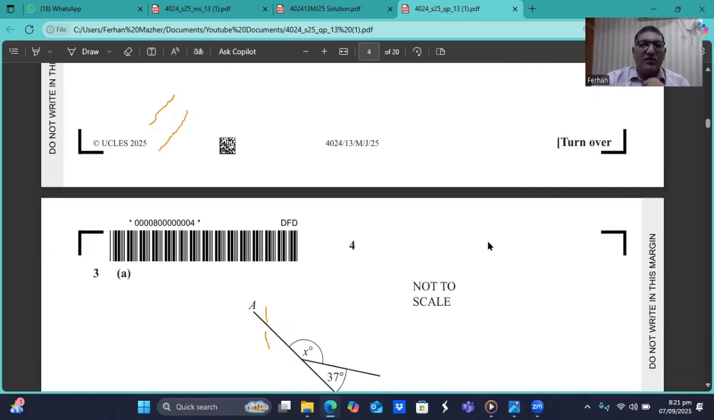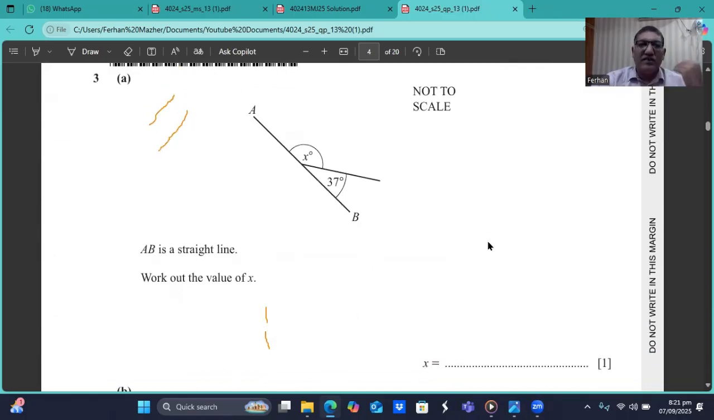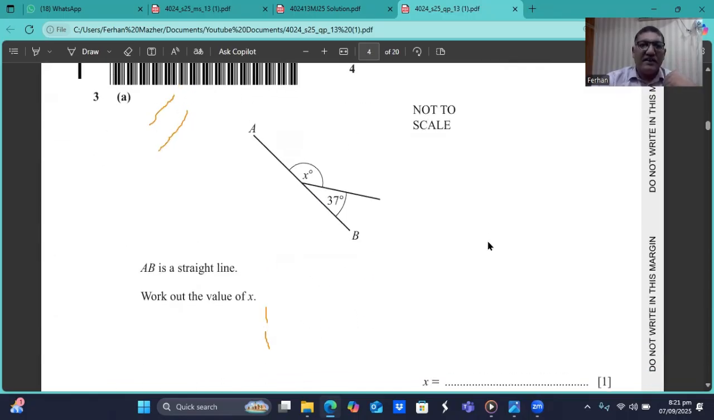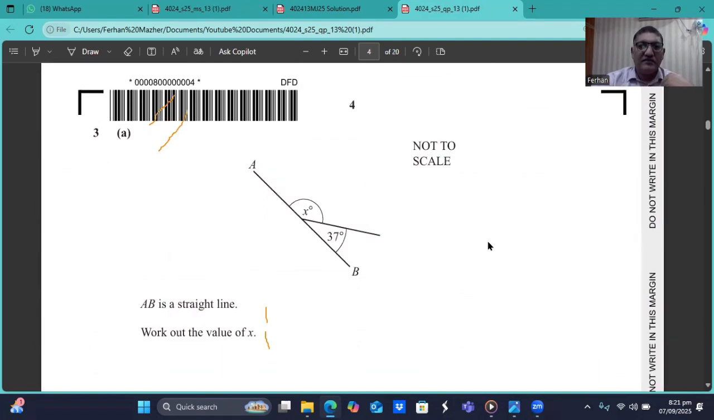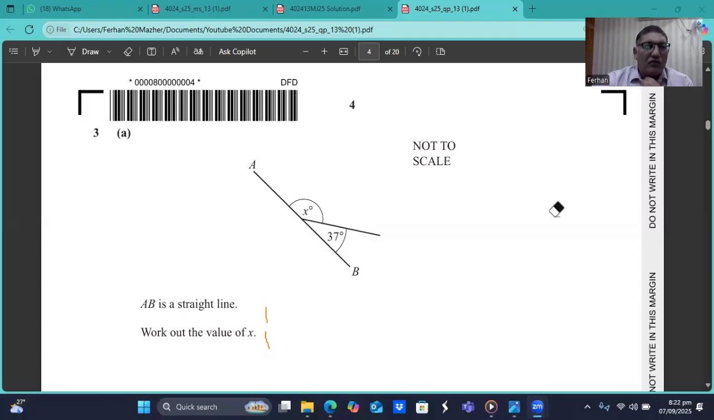Now we have to count how many times the strawberry is there. So now we are on question number 3. You can see we are on question number 3.